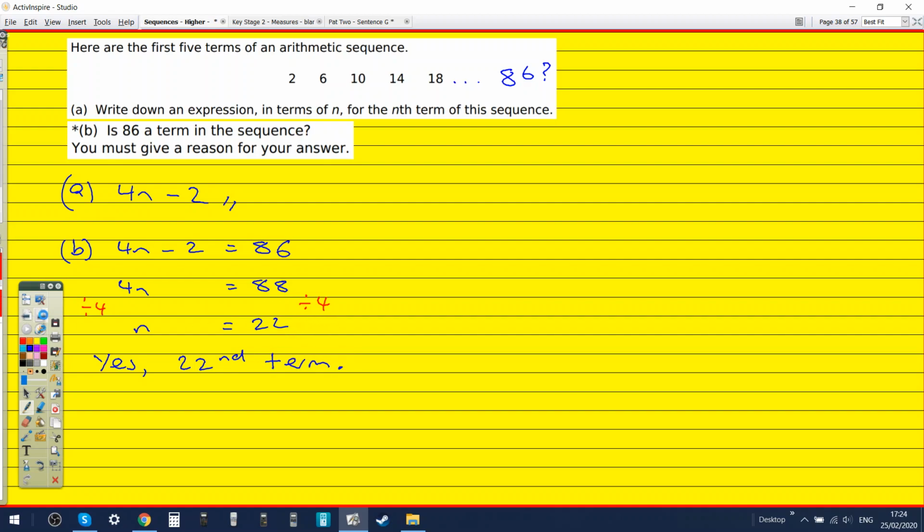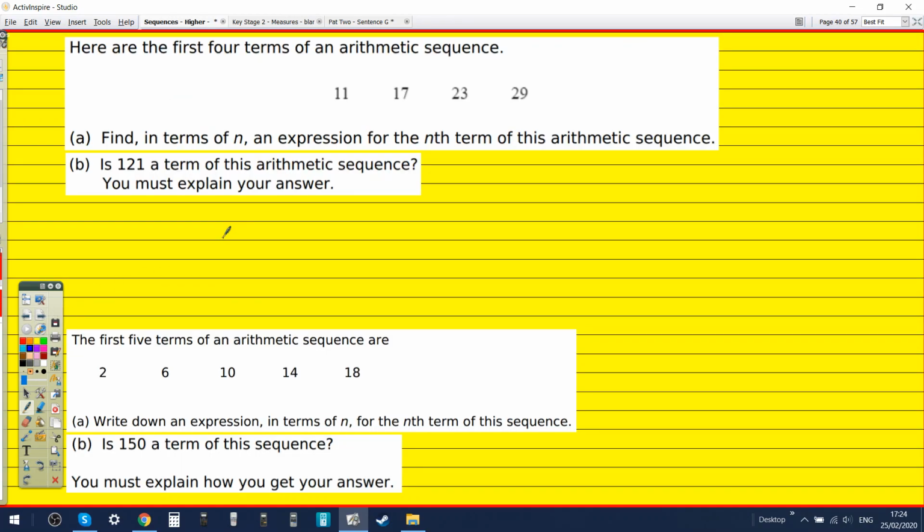Let me do something else. Okay, let's try this top one. So the nth term is 6n add 5.